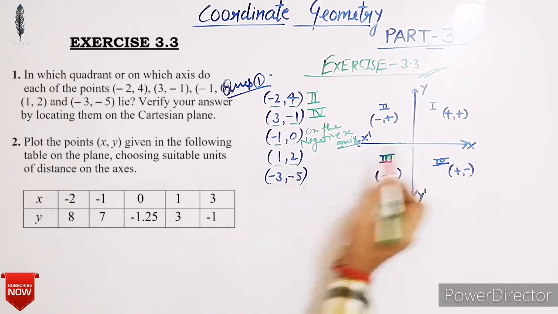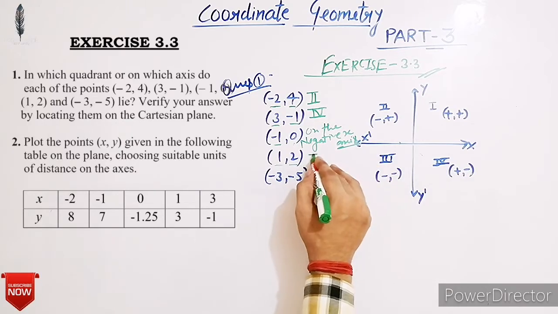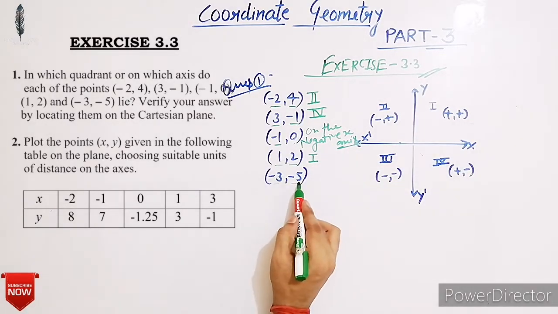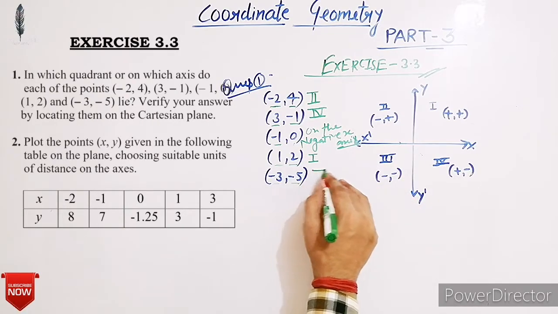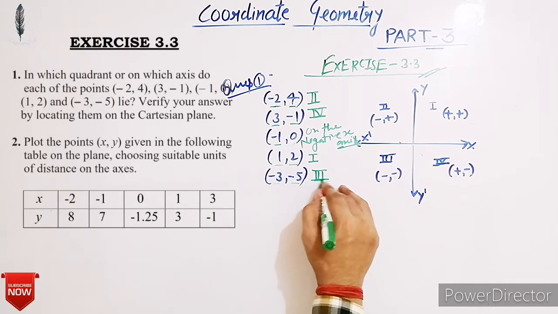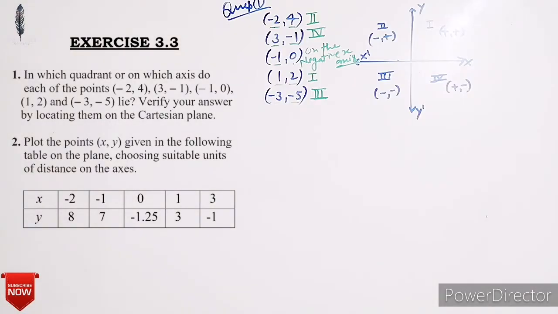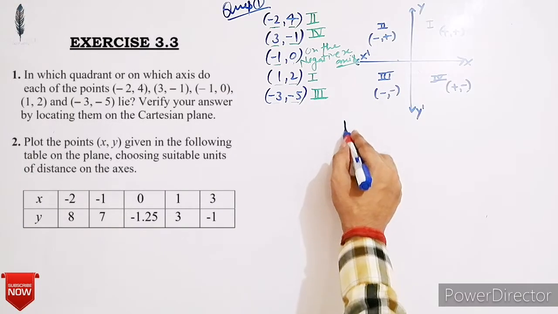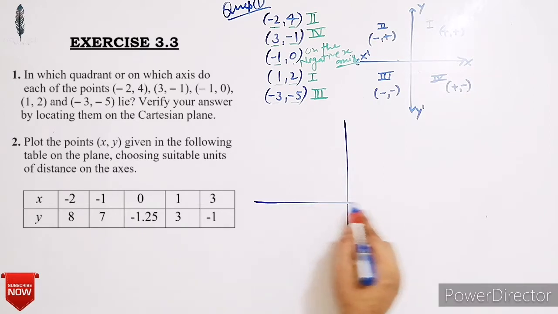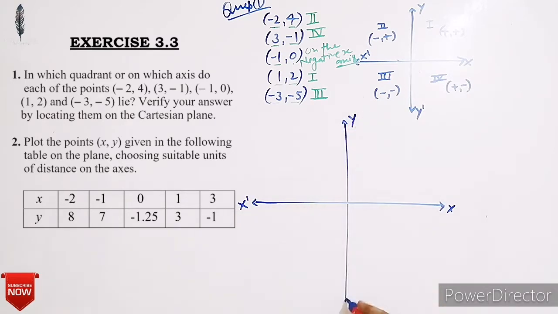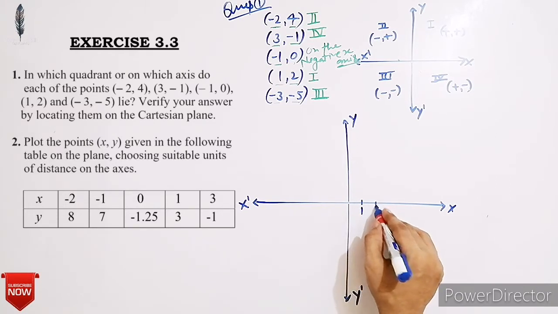Now next point is (1, 2). Here x and y coordinate both are positive, so it lies in first quadrant. Okay, now next one is (-3, -5). Here x and y coordinate both are negative, so it lies in the third quadrant. Okay, clear? Now question says verify your answer by locating them on the Cartesian plane. So students, according to question, we have to verify our answer by locating all these points on the Cartesian plane.